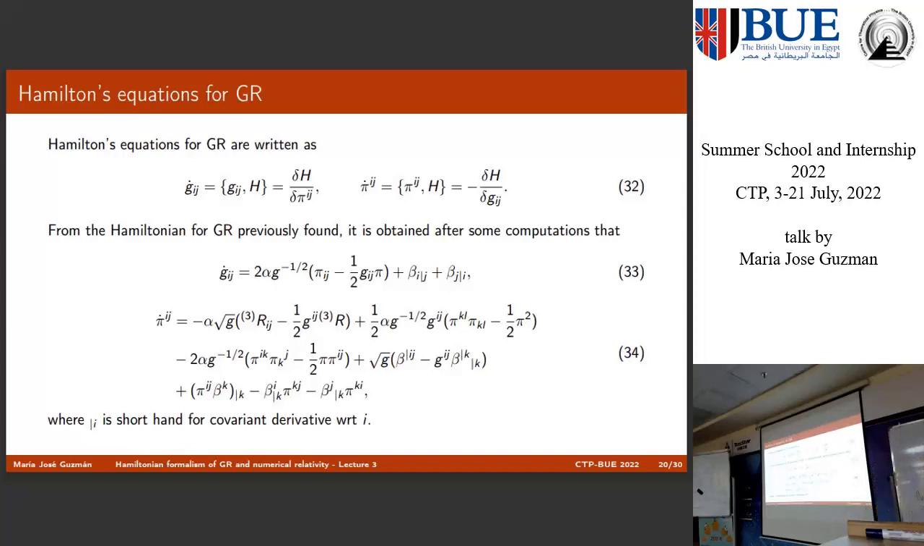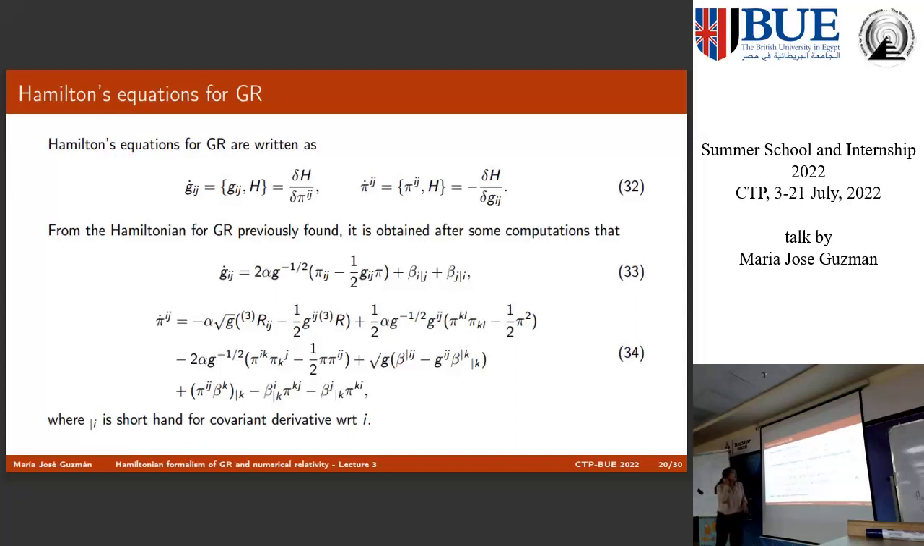For completeness, in the introduction to Hamiltonian dynamics that I gave you, I didn't mention Hamilton's equations, but here they are. They just express the time evolution of the metric and the time evolution of the momenta, and for general relativity, after some work, you can prove that these are the Hamilton's equations.